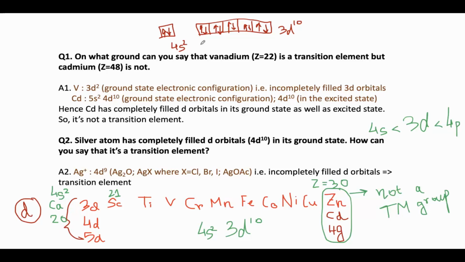But according to the definition of a transition element, we have to look at both the ground state and the excited state. If in any of the cases we have vacant orbitals or incompletely filled 3d orbitals, then we will check the element and say that it is a transition element.